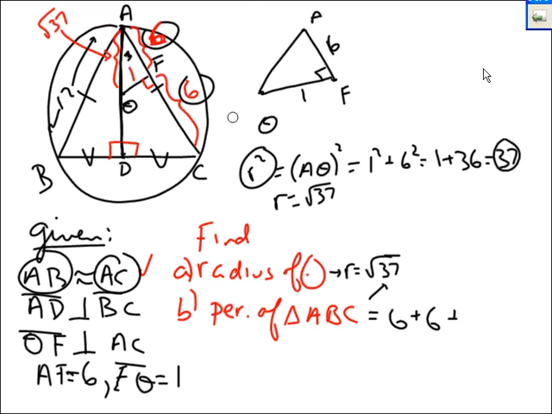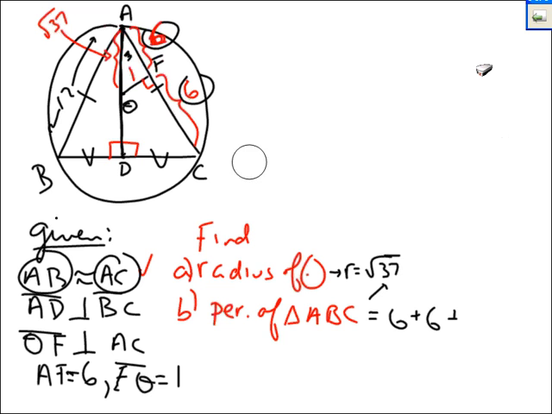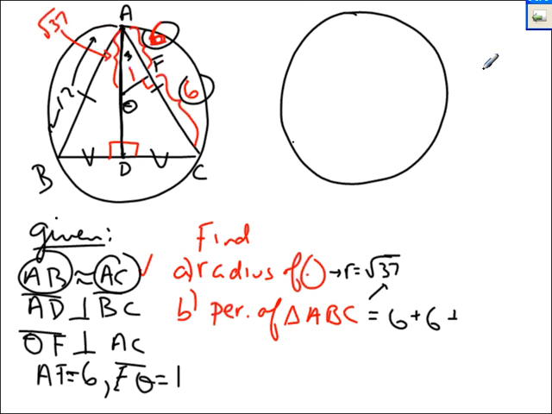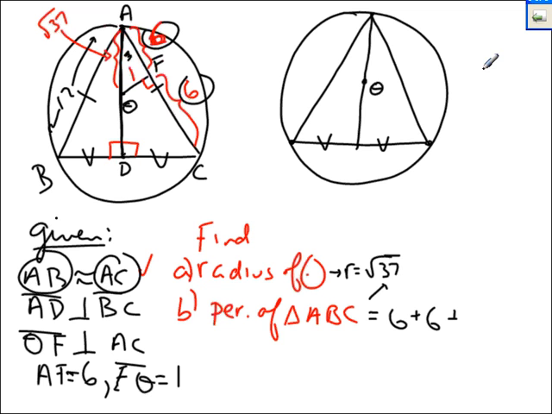Let's draw this again. Let's see what piece of information we didn't use, and let's keep in mind these two theorems that we were given in this section. So we have an isosceles triangle which has symmetry. That is, when I cut it right down the middle, when I cross the center O, I know that these two sides are equal and I have a right angle.